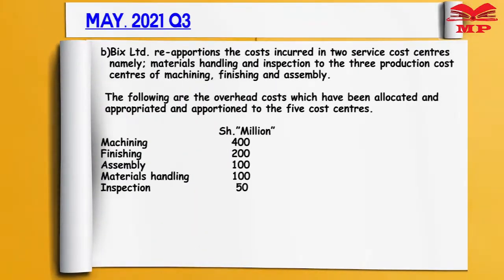Part B reads, Bix Limited reapportions the costs incurred in two service cost centers, namely material handling and inspection, to the three production cost centers of machining, finishing, and assembly. The following are the overhead costs which have been allocated and apportioned to the first cost centers. So we have machining, finishing, assembly, material handling, and inspection. We've been given the amount which is in millions.